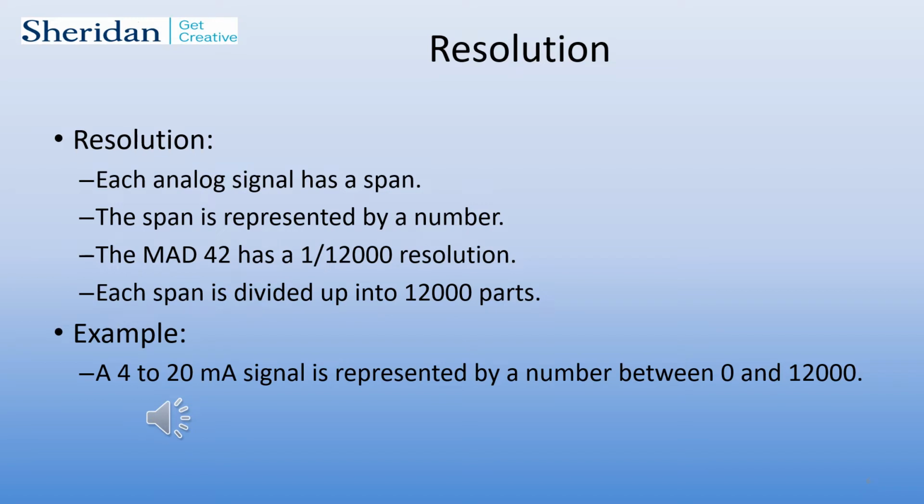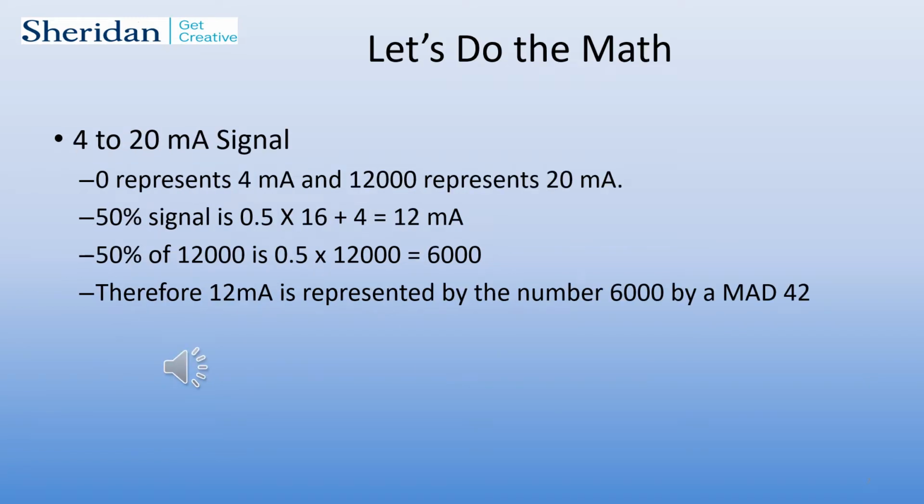As an example, a 4 to 20 milliamp signal is represented by the numbers from 0 to 12,000, where 0 would be 4 milliamps and 12,000 would be 20 milliamps. Okay, so let's do the math. If 0 represents 4 milliamps and 12,000 represents 20 milliamps, let's look at a 50% signal. A 50% signal of a 4 to 20 milliamp signal is 0.5 times 16, which is the span, plus 4, which is the offset, which comes out to 12 milliamps.